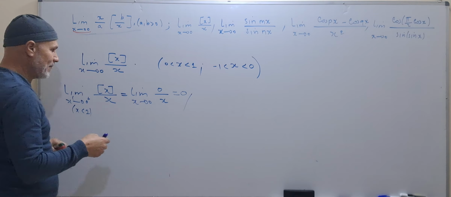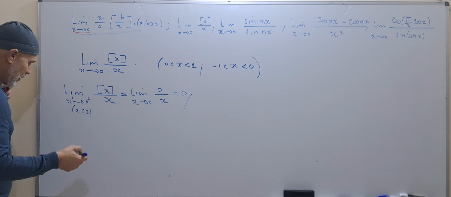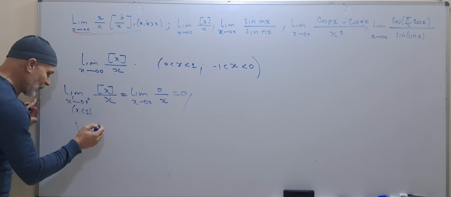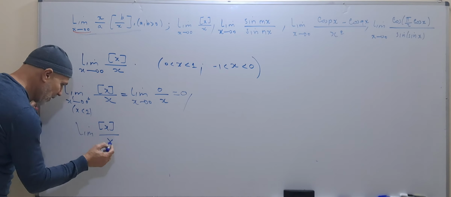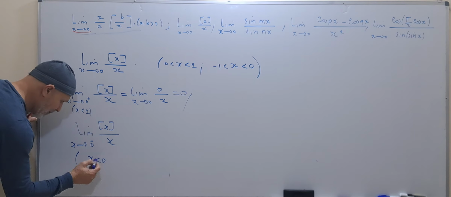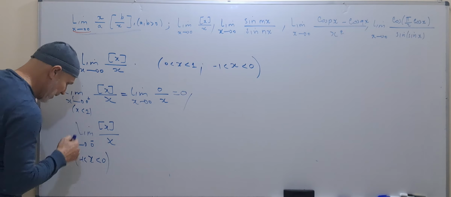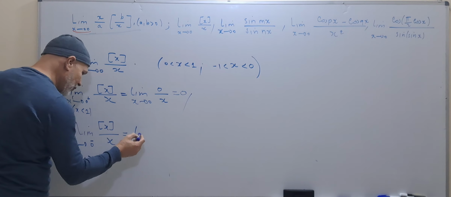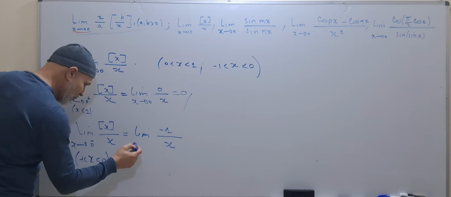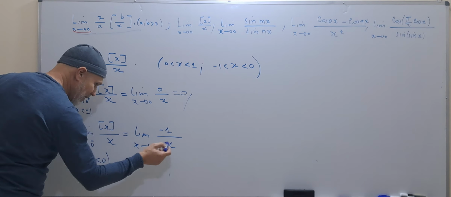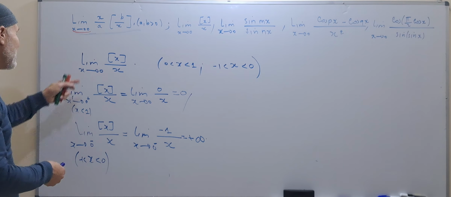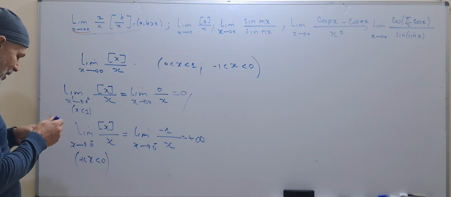From the left side, we have the limit of x divided by the integer part of x, as x goes to 0 minus, and here we take x between minus 1 and 0. In this case, we have the limit of x divided by minus 1, as x goes to 0 minus, and this is equal to plus infinity. This means that the limit doesn't exist.